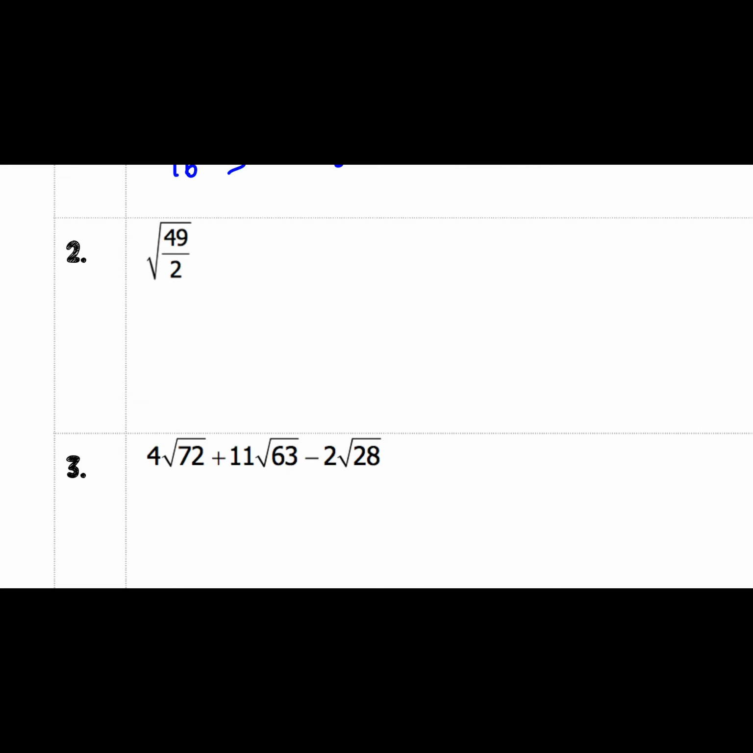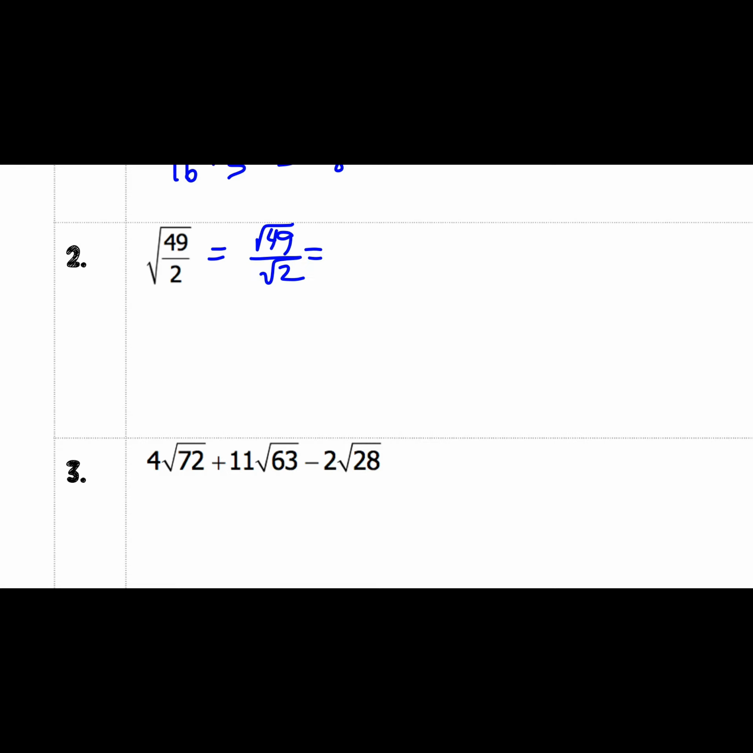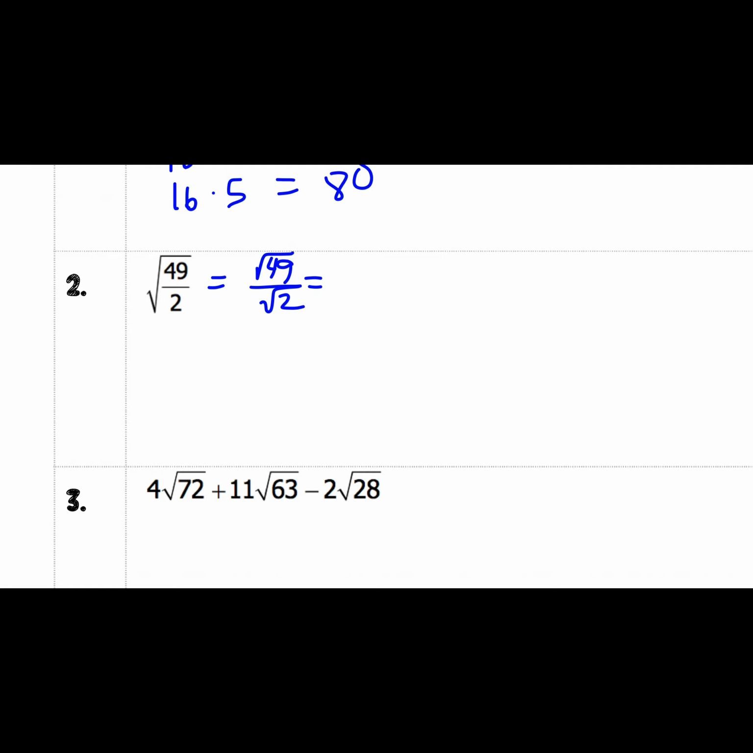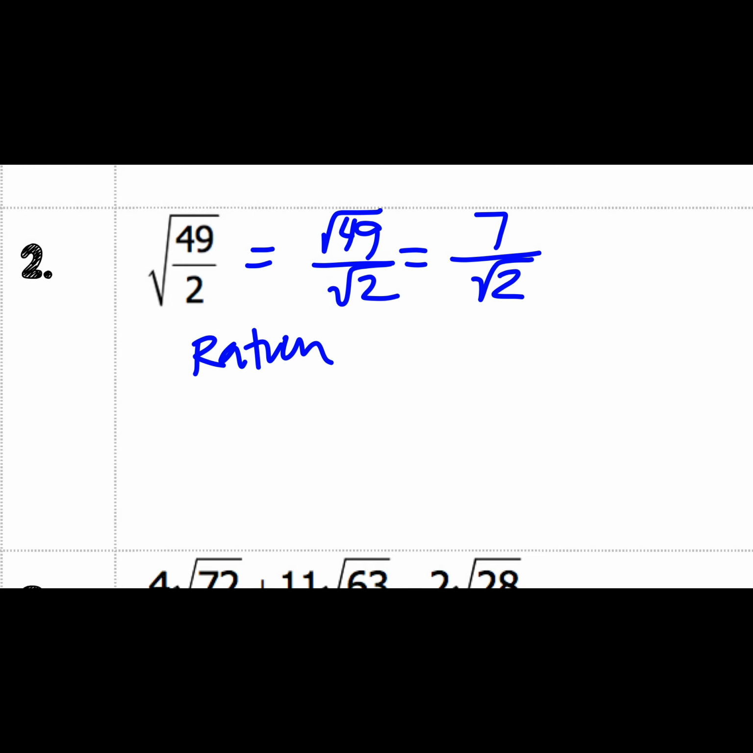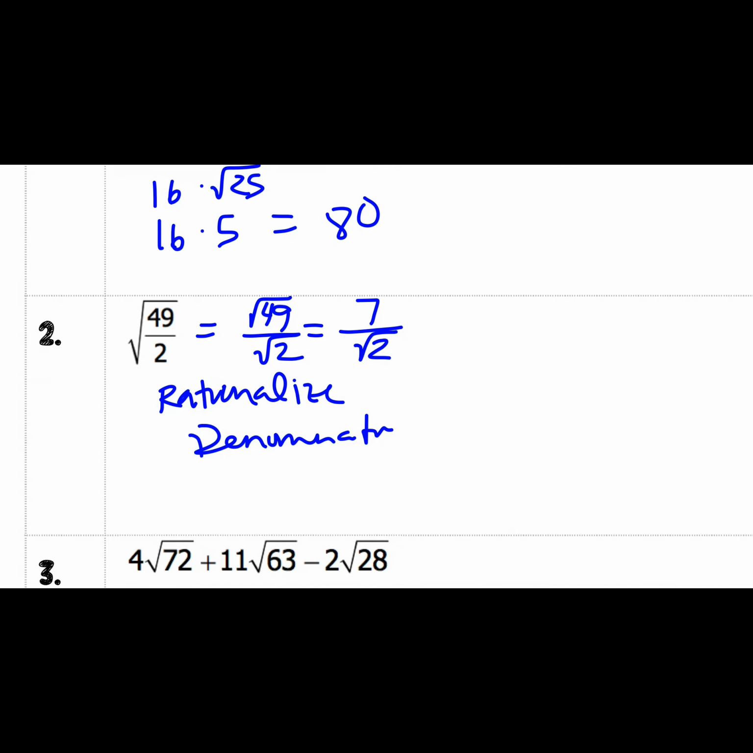Taking a look at problem number 2. You can break this up into two radicals, and this helps us because we know the square root of 49 is 7. We don't know the square root of 2, so this is where we have to rationalize the denominator. And we'll talk more about that in future lessons too, because it's pretty important. You multiply top and bottom by whatever you're trying to get rid of.